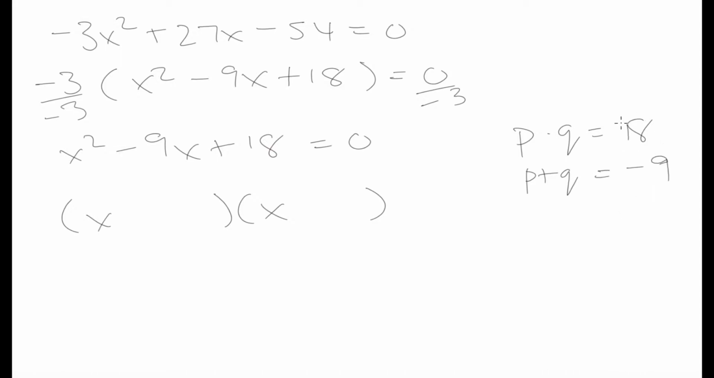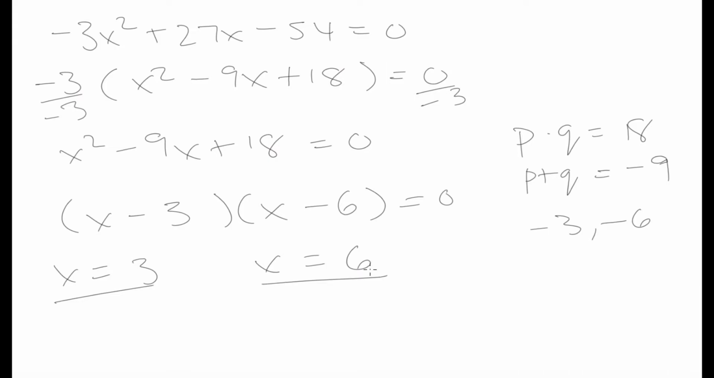If we're looking at factors of 18, let's say we used negative 3 and negative 6. Negative 3 times negative 6 is going to give us 18, and minus 3 plus minus 6 is equal to negative 9, so that's going to work. So our two numbers are negative 3 and negative 6. Now if we're solving for x, either of these brackets has to be equal to 0, so x is either going to be equal to 3 or x is going to be equal to 6. And those are our two possible solutions here.